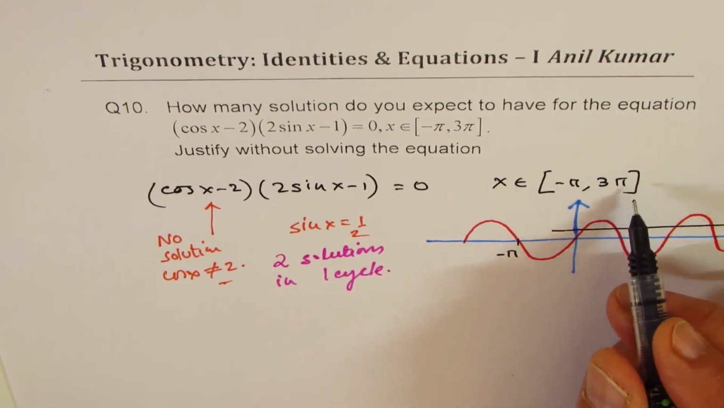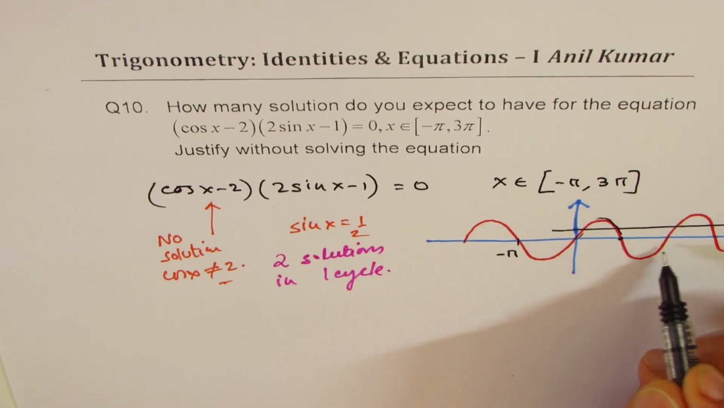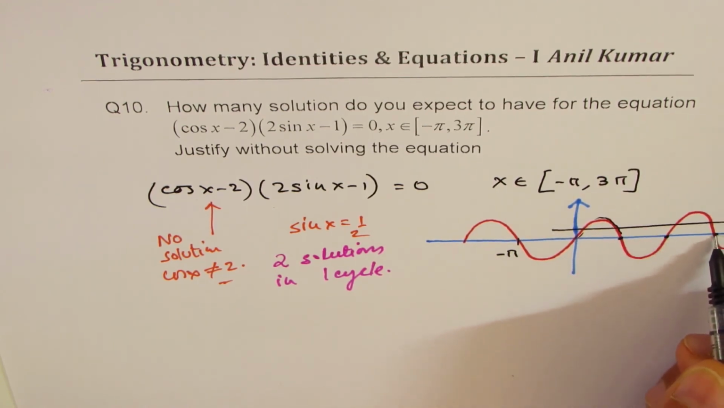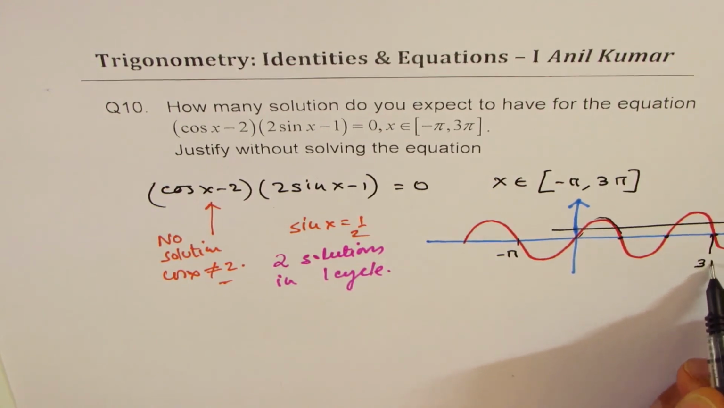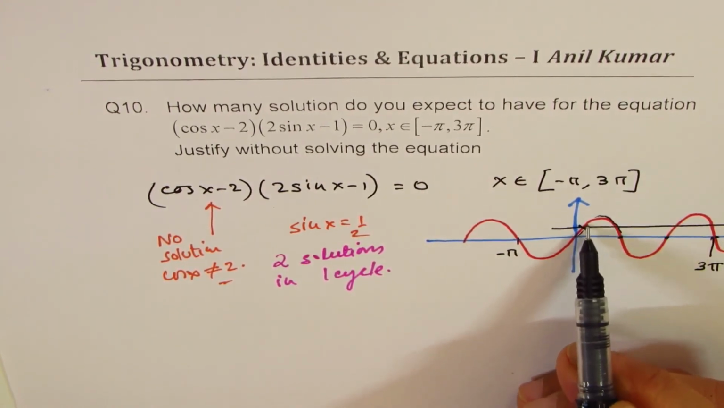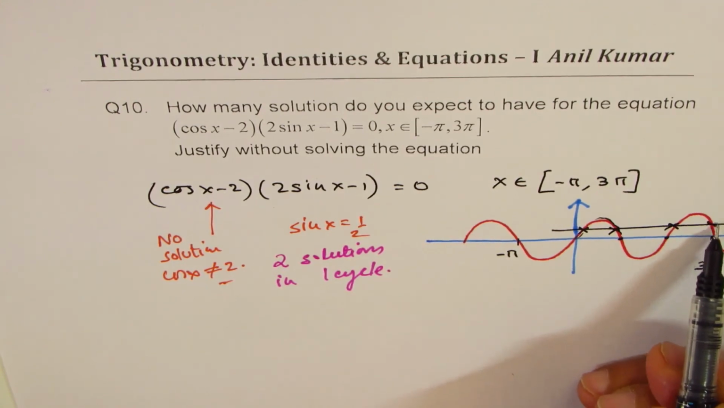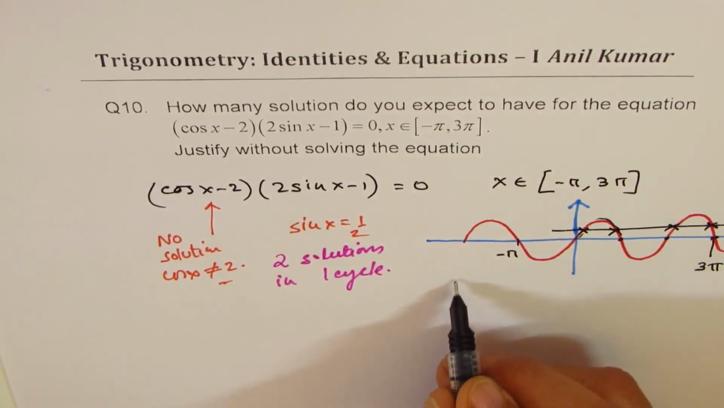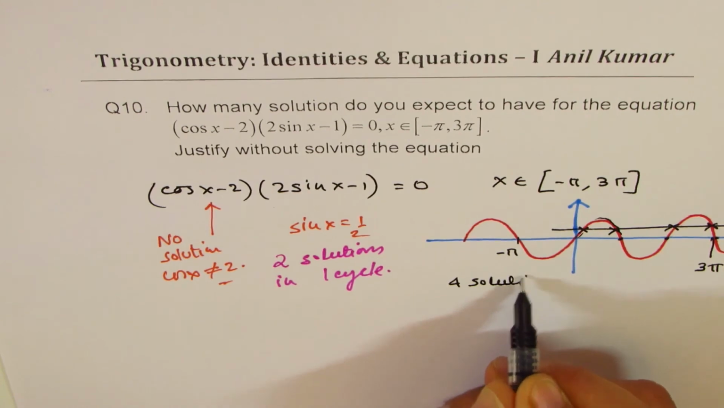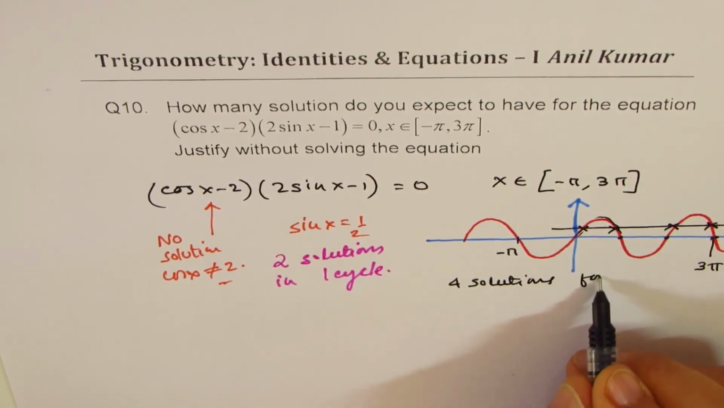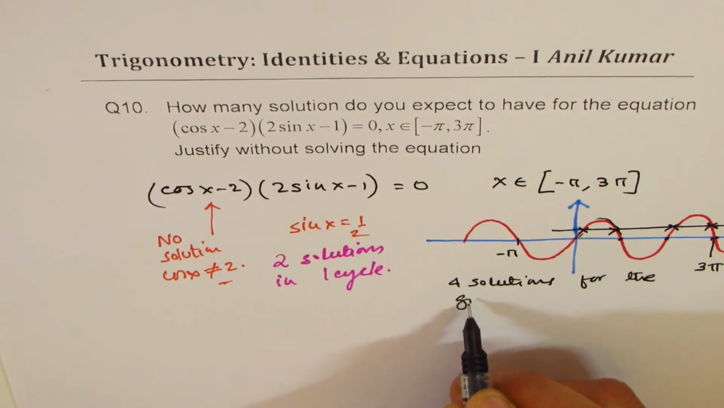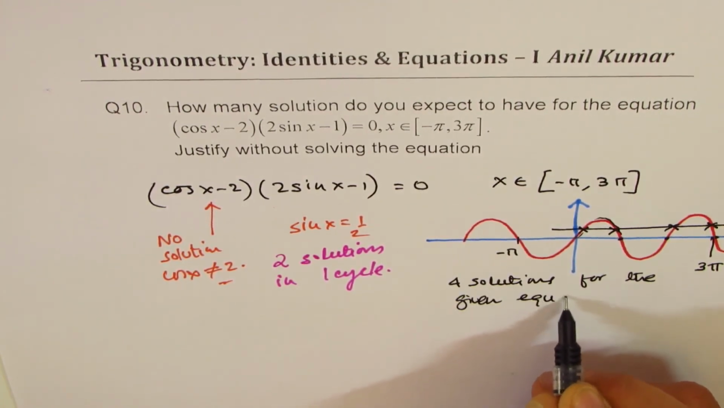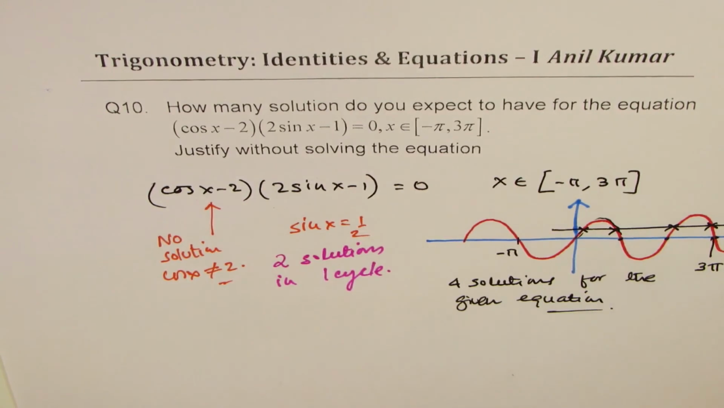So when we are going to 3 pi, so this is like 1 pi, 2 pi, this is 3 pi, right? So that is 3 pi for you. So we have 1 solution, 2 solution, 3 solution, 4 solutions. You see there are 4 solutions. So we have 4 solutions for this equation. Correct? So that is how we can actually communicate how many solutions we have for the given equation.